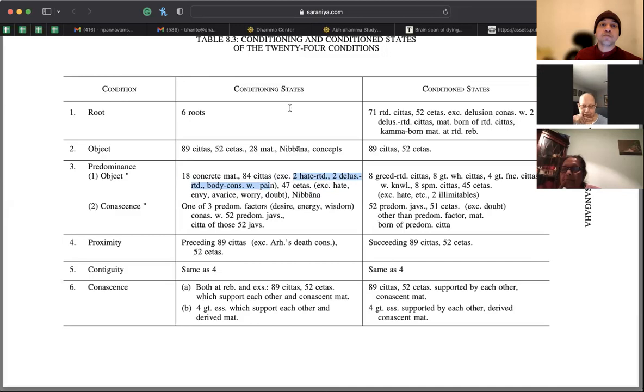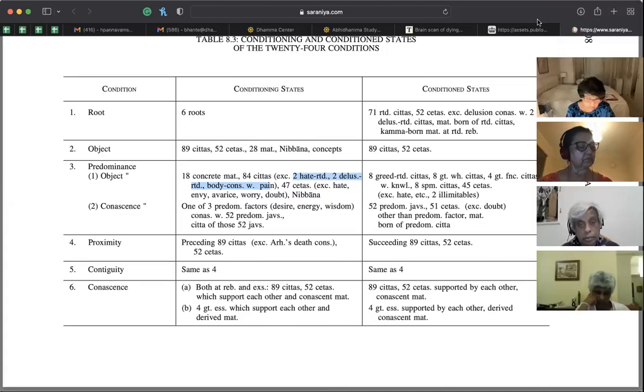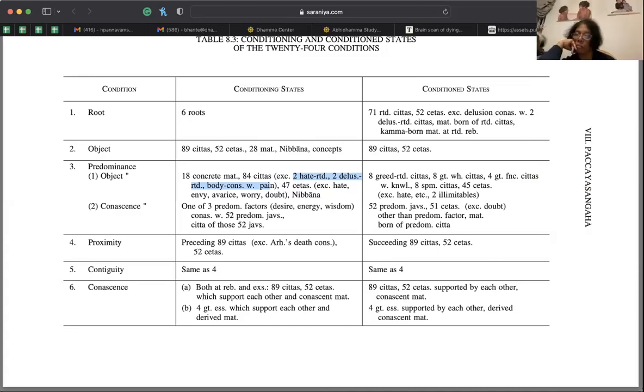Is it because they are adipati dhammas? Is that why, Bhante? Well, they are adipati. I mean, they fall under adipati. Maybe that is why these are excluded.